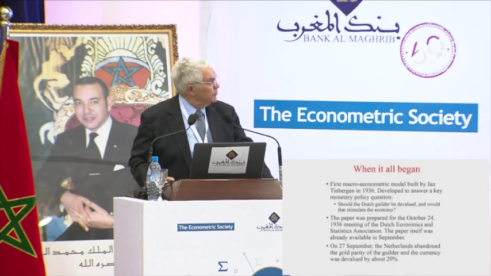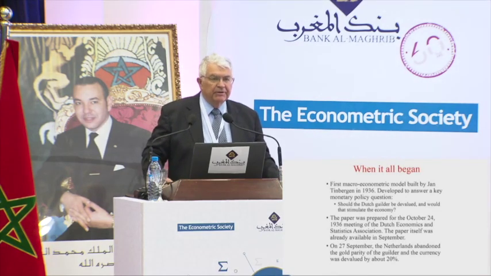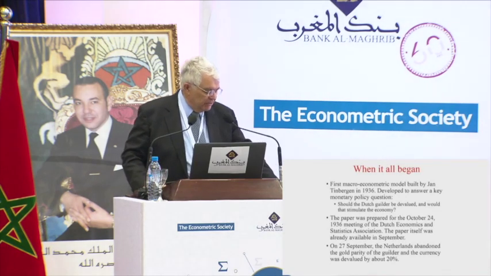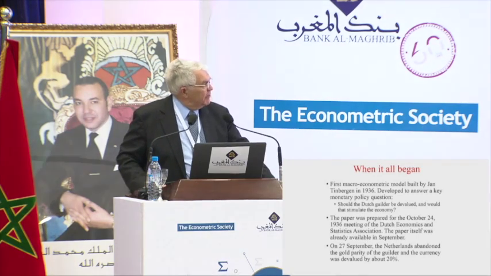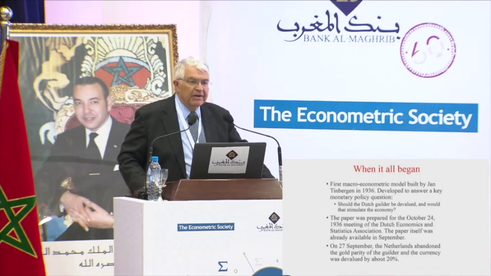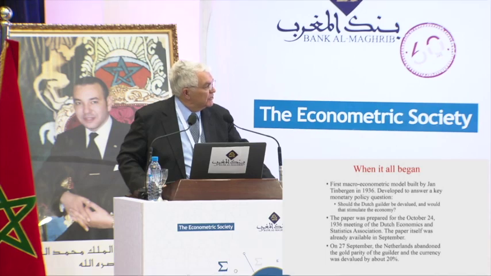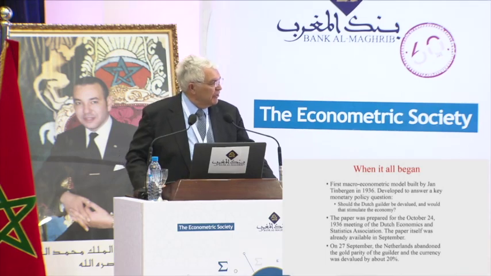So let me start with when it all began, the 1930s. The Econometric Society, I think, officially started in 1930. But the first econometric model was built by Tinbergen back in 1936, and it was developed for monetary policy purposes. People forget that. It was designed to answer the question whether the Dutch guilder should be devalued and would that stimulate the economy. It was presented in 1936 at the Dutch Economics and Statistics Association. The paper was available a little before then.